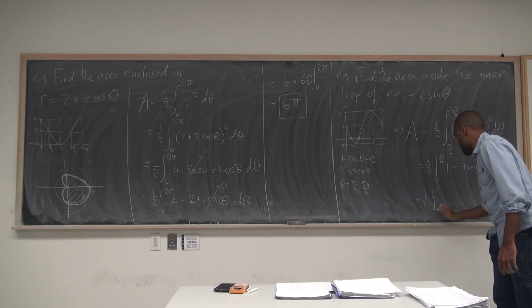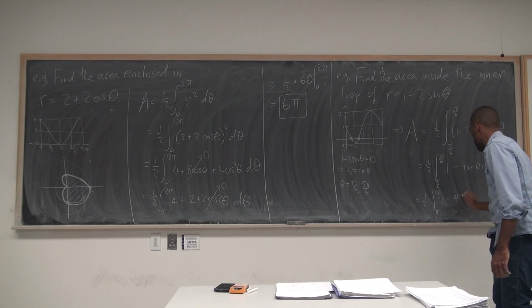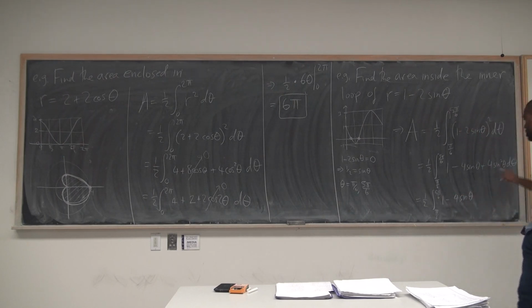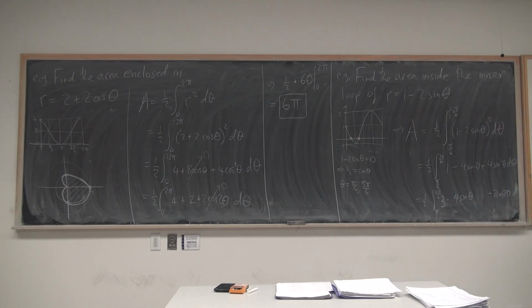1/2 times the integral from pi over 6 to 5 pi over 6 of 1 minus 4 sine theta. Use the half angle formula on this guy. I'm going to get 2 minus 2 cosine 2 theta, d theta. This 2 and this 1 I'm going to add, and I'm going to make them 3. So I'm really integrating that.